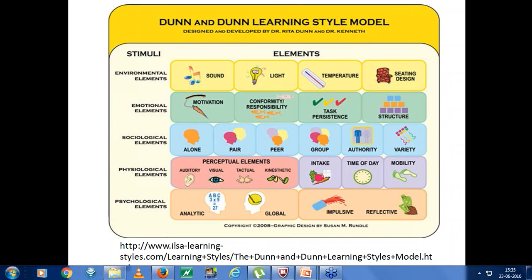Then comes sociological elements. Sociological elements include, does the learner work better alone, or whether the learner prefers to work in a group or in a pair, or whether the person would like to have authority, that means he would like to control what he is learning, or whether the person would require a variety. That is what is included in sociological elements. The fourth category includes the physiological elements.